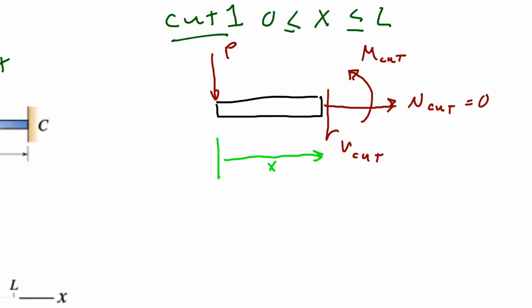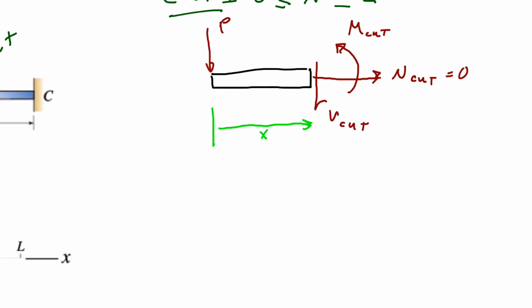The next step is to do our equations of equilibrium. So if I solve, summing forces in the y direction should equal 0. I have a minus P minus V cut. My V cut is equal to minus P.